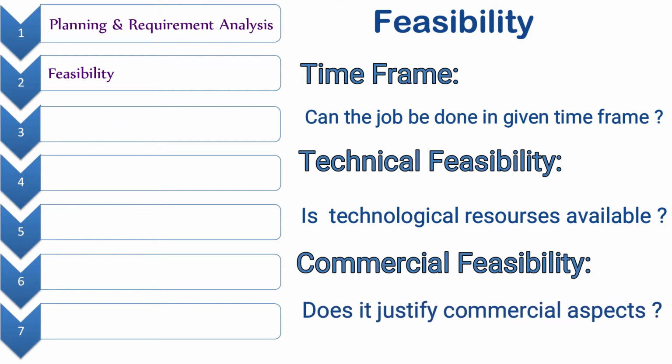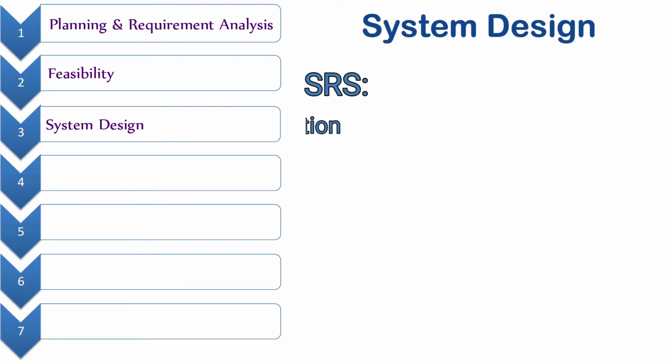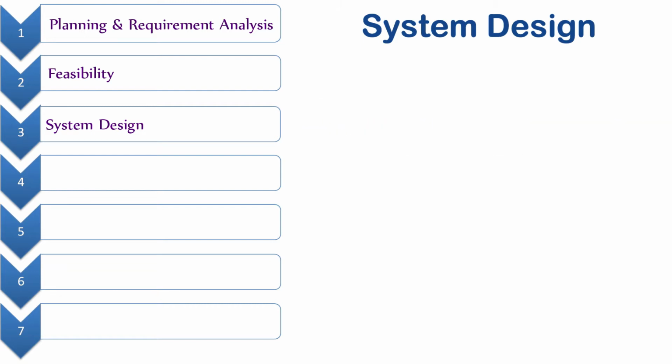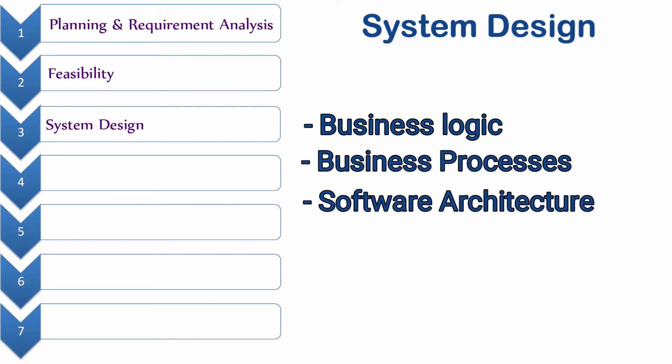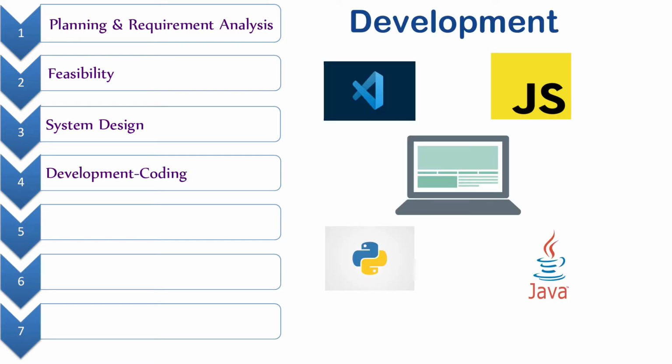Once the feasibility study is over, the design documents are prepared as per the SRS, that is System Requirement Specification. Design may include business logic, business processes, software architecture, screen layouts and wireframes, database design, and much more. Once the design phase is over, developers begin the actual development using the chosen programming language and selected technologies and tools. This is the actual work which coders are doing.